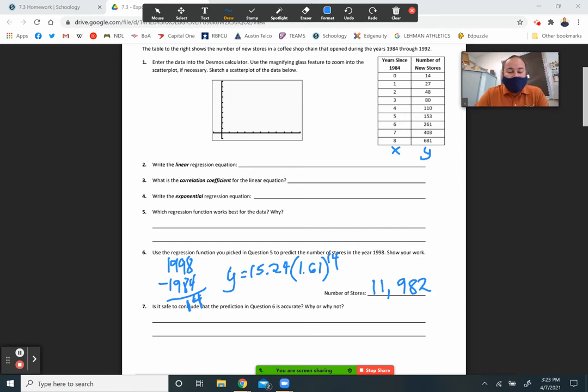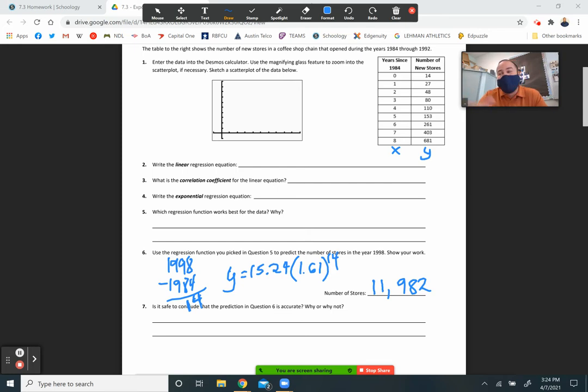And is that a possibility? Maybe. But what did we learn about on Monday? We're making a prediction outside of our data set. So question number 7, is it safe to conclude that this prediction is accurate? Yes or no? It's not safe to do that. We don't know if it's going to continue to explode and grow like that. Not everything continues to grow exponentially.